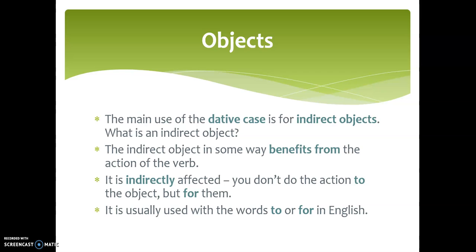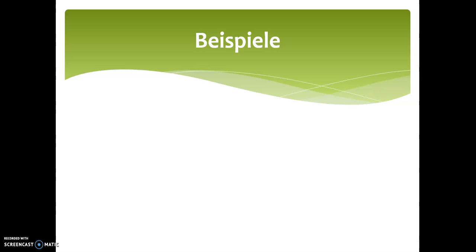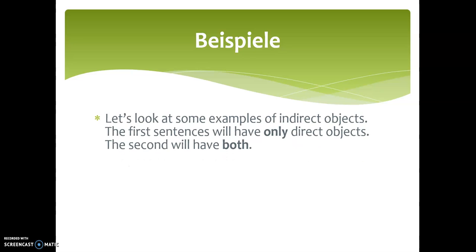So think about it this way. In English, when we have an indirect object, it's usually preceded by the words "to" or "for whom," okay? All right, so here are some examples. Beispiele. Let's look at some examples of indirect objects. The first sentences will have only direct objects. The second will have both.